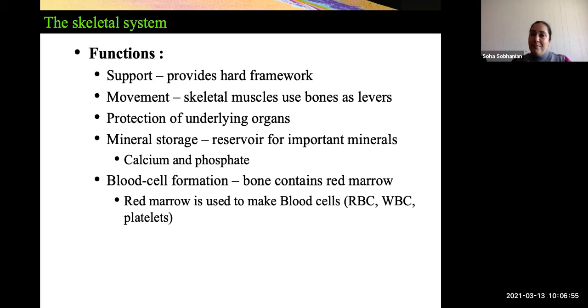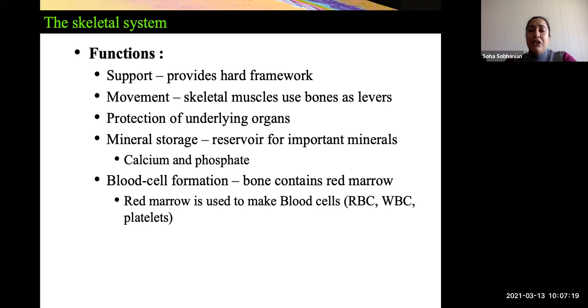You also have movement. When you looked at the tissue last time, the skeletal muscle tissue, we talked about the fact that these muscles are directly connected to the bone, and with the help of your bone, your tendons and your joints, you are able to basically create movement, or voluntary movement more specifically.